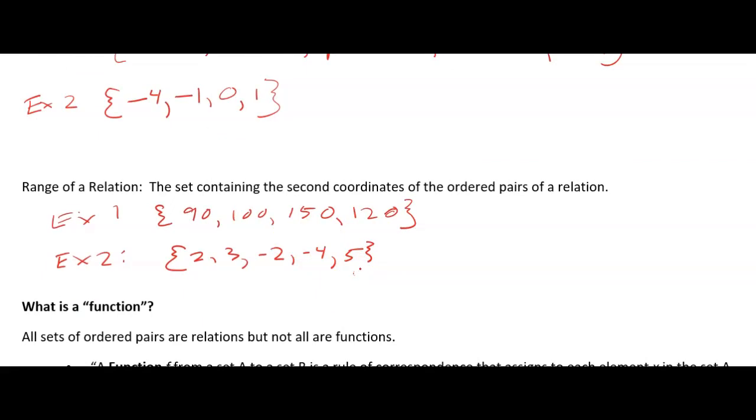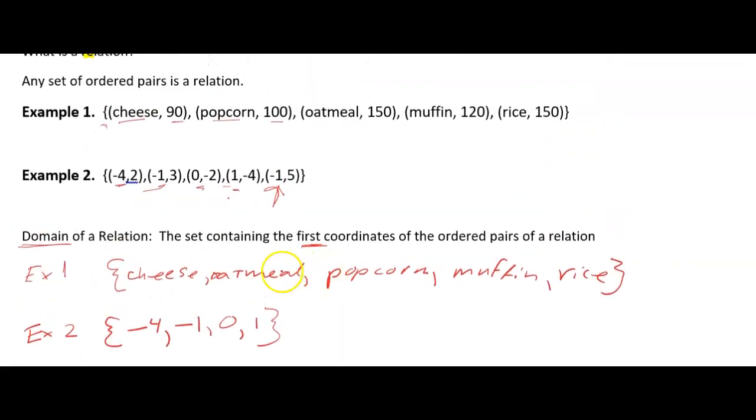So those are the first two things you have to understand. Domain means the list or the set of all of the items that are before the comma in each set of parentheses, the first part of the ordered pair. And the range is a list of all the second parts of the ordered pair. For example 1, the range was the number of calories.